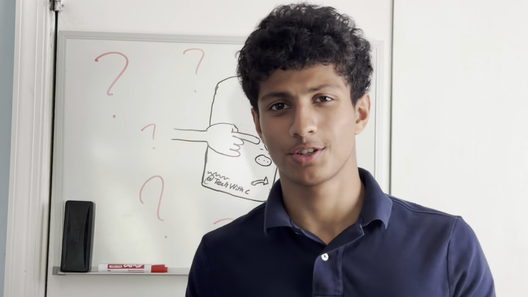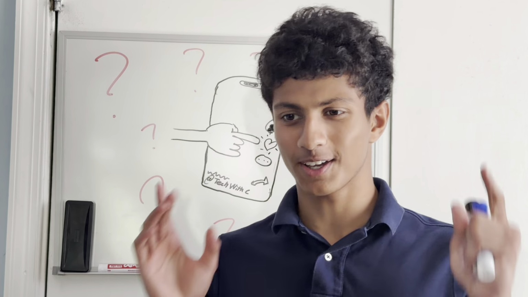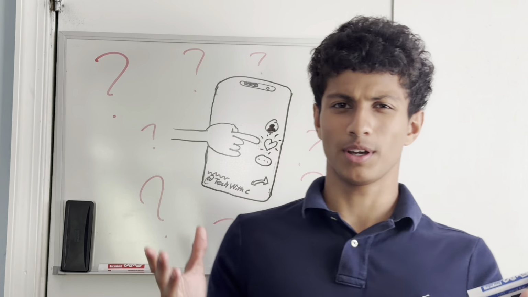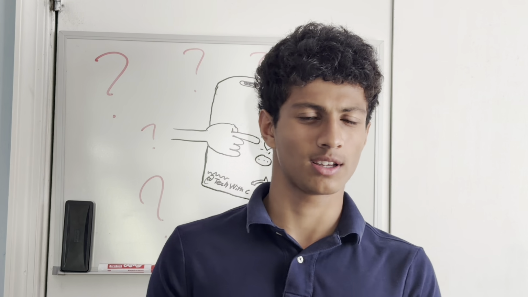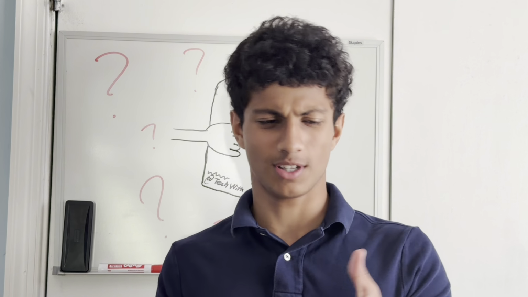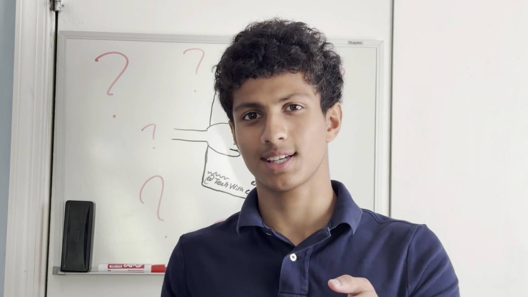Odds are the device you're using to watch this video right now is a touchscreen. And if it's not, I can almost guarantee that you've used a touchscreen today. But how do touchscreens actually work? How does your phone know exactly where you're clicking? Is there like a camera looking exactly where you make contact?